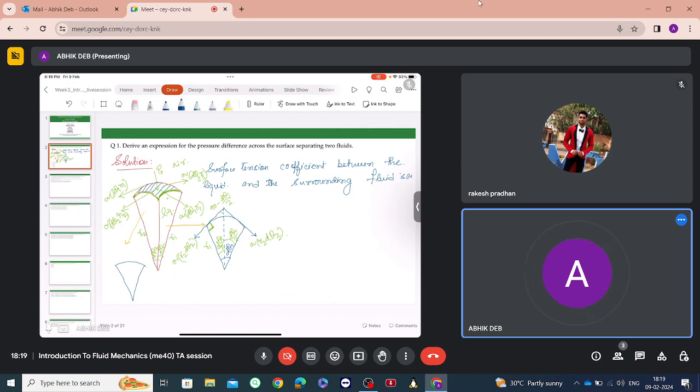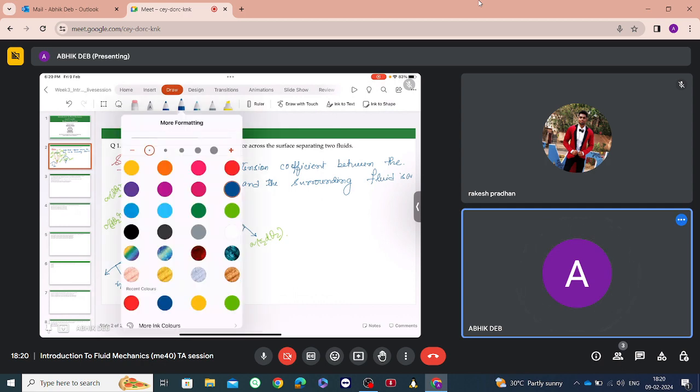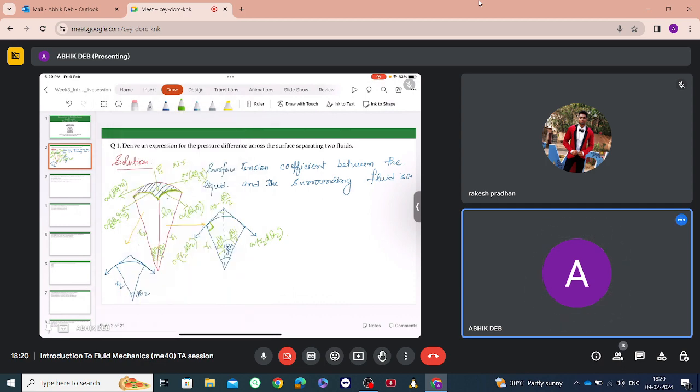So, tangents at the surface. This is essentially the surface, the one with r2 and d theta 2. So this is r2, this angle is d theta 2, and half of this angle will be d theta 2 by 2.